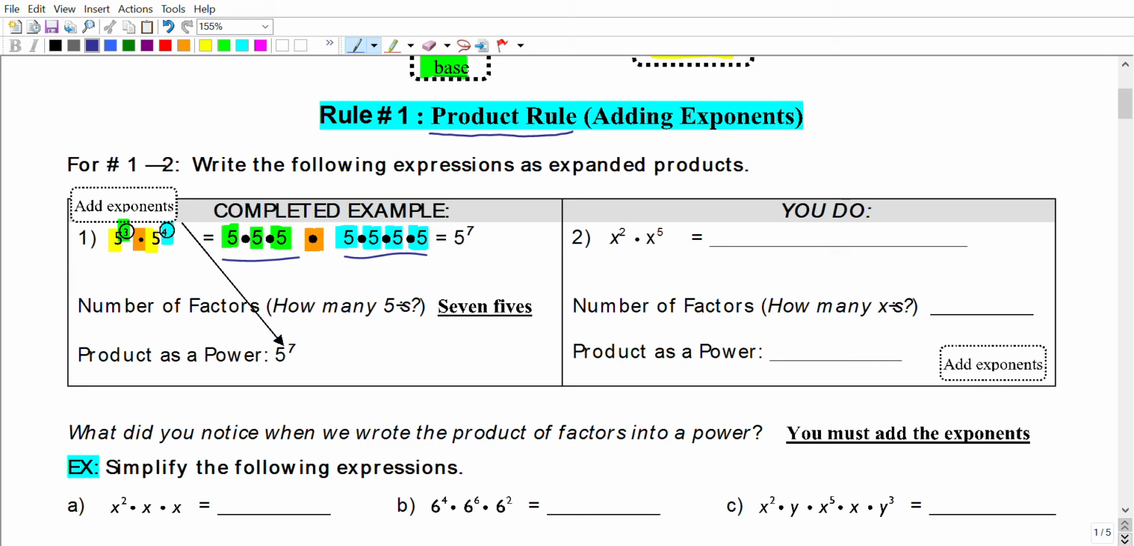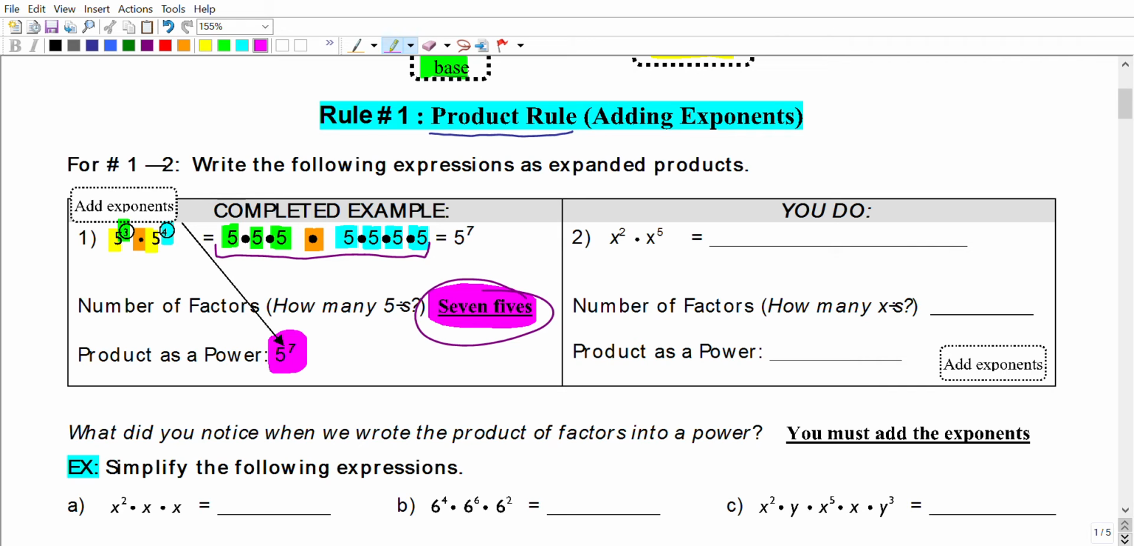So what does that tell us? Notice how many I have in this entire thing now. I have 1, 2, 3, 4, 5, 6, 7 different 5s. That's the number of factors that I have. And because I have 7 5s, I can write it as 5 to the 7th power. That's my product as a power.